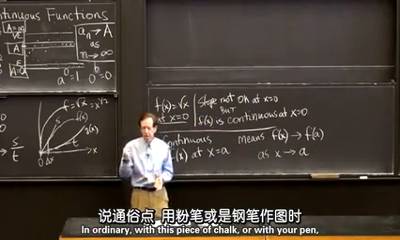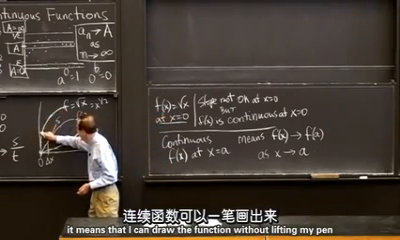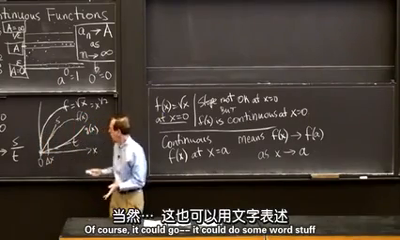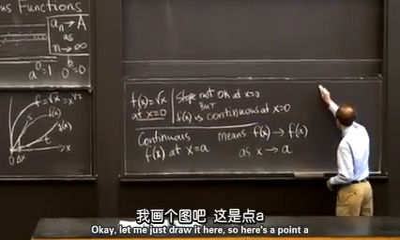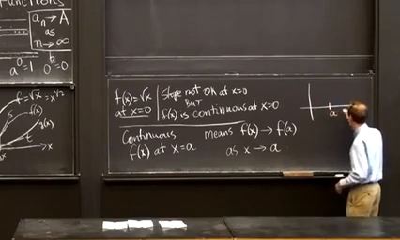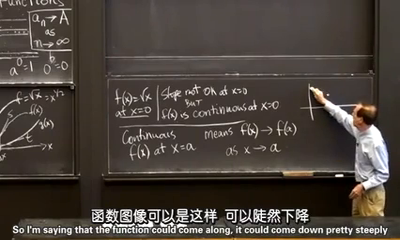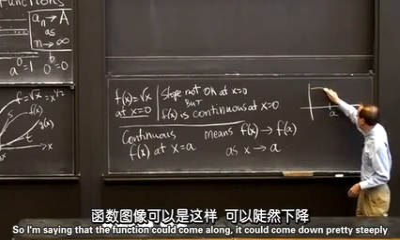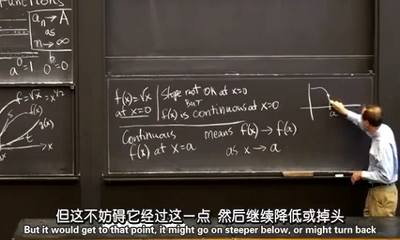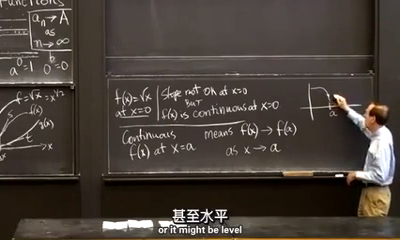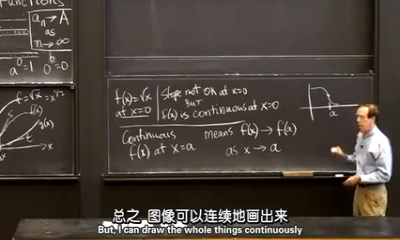And in ordinary terms, with this piece of chalk or with your pen, it means that I can draw the function without lifting my pen. Of course, it could do some weird stuff. Let me just draw here. So here's a point a, and here's my function f, and there's f of a. The function could come along, it could come down pretty steeply, but it will get to that point. It might go on steeper below, or it might turn back, or it might be level. But I can draw the whole thing continuously.